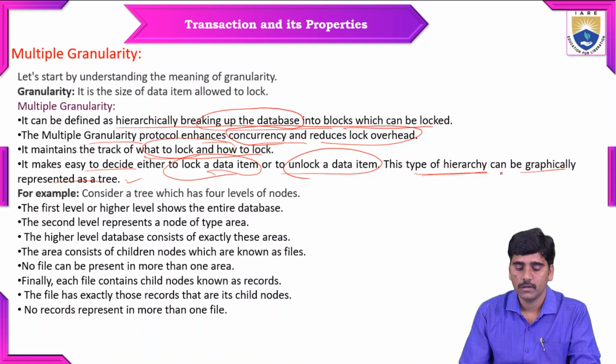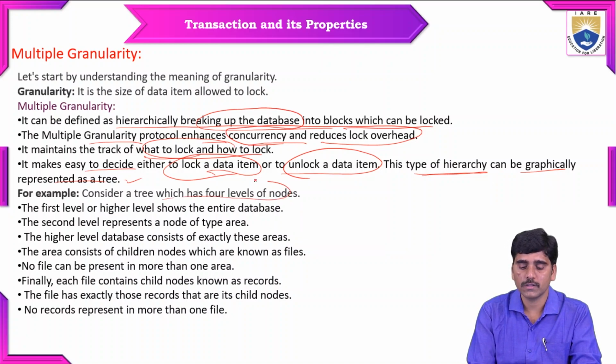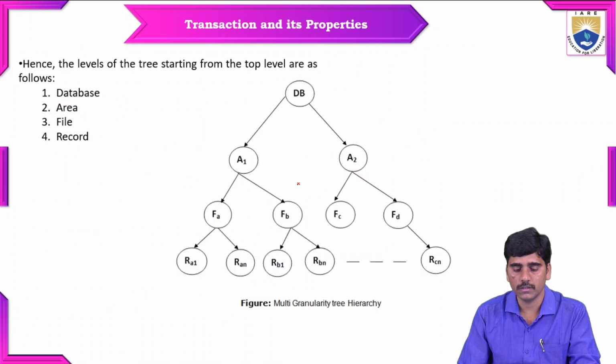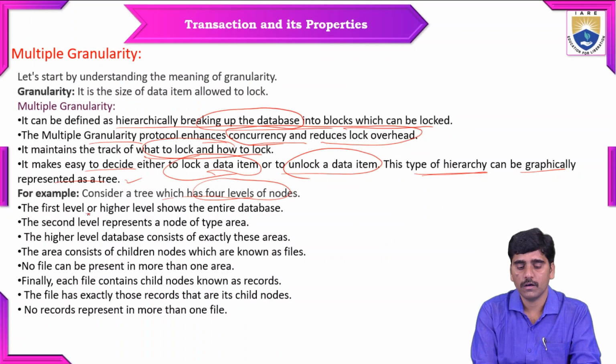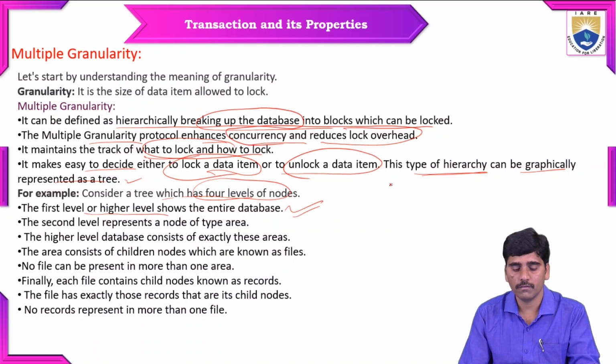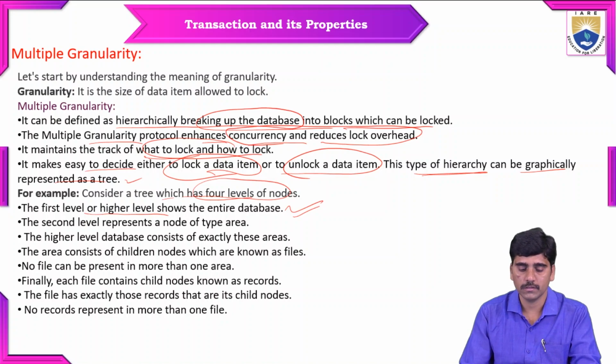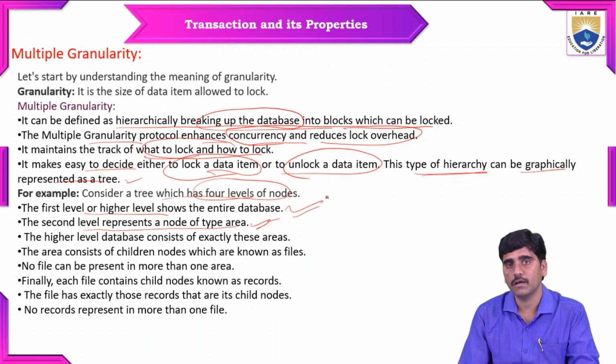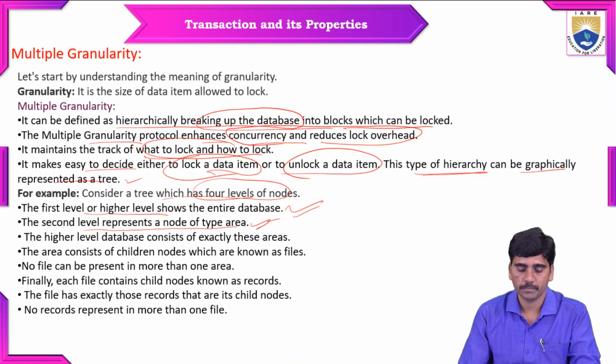For example, consider a tree which has 4 levels of nodes. The first level, or higher level, shows the entire database. The second level represents what? A node of type area.